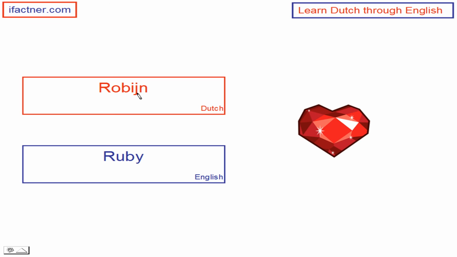Remember that I and J are pronounced as Y in Dutch. Robijn. Robijn.